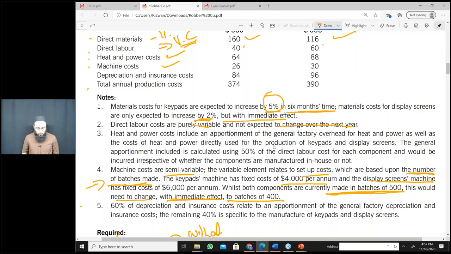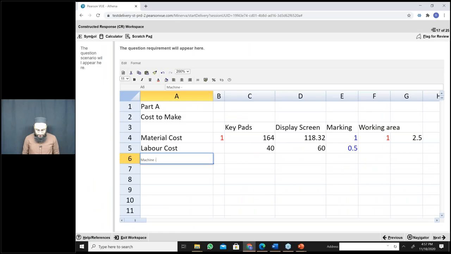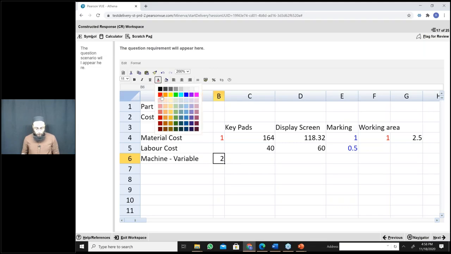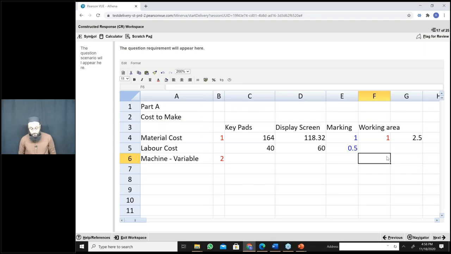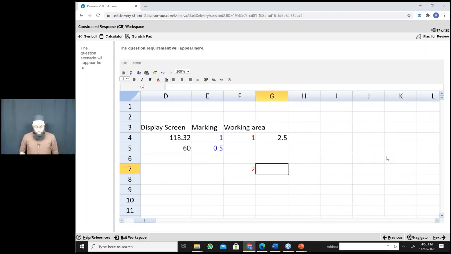So let's go to our work area. Machine variable. Okay, not concerned about fixed one. Working number 2 is the reference I've given here to show the logical structure of my working. My examiner will prefer this. Okay, now let's start the working. So keypad, display screen, right? Let's look here at the current cost.